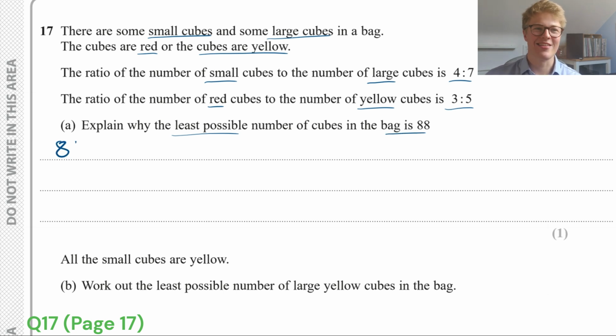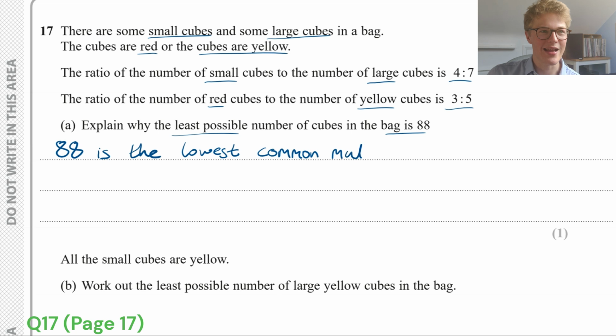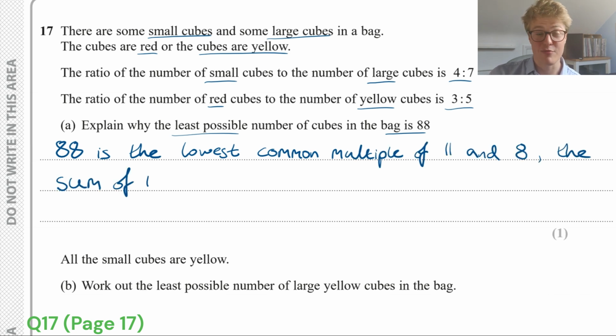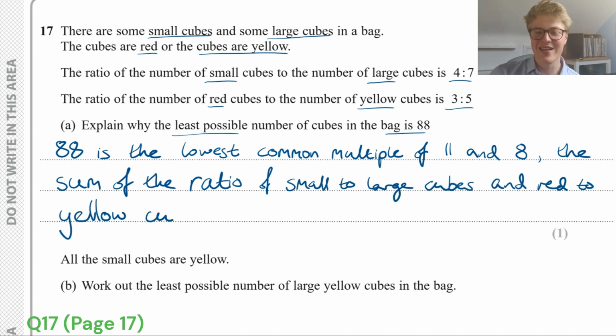So 88 is the lowest common multiple of 11 and 8, the sum of the ratio of small to large cubes and red to yellow cubes respectively. So what I'm saying here is 4 plus 7 is 11, 3 plus 5 is 8, and the lowest common multiple of 11 and 8 is 88. So that is why we have 88 as the least possible number of cubes in the bag.